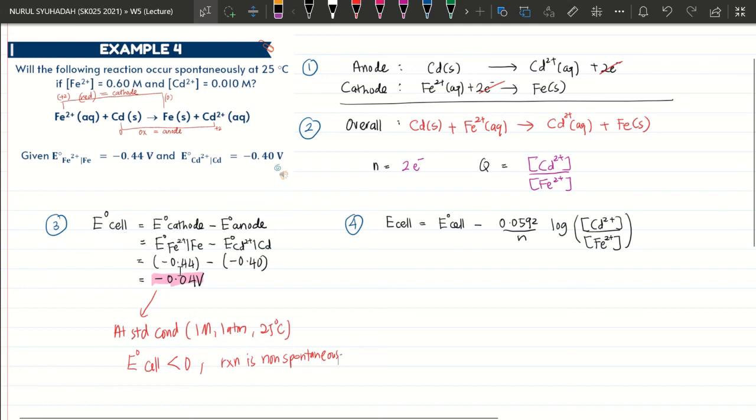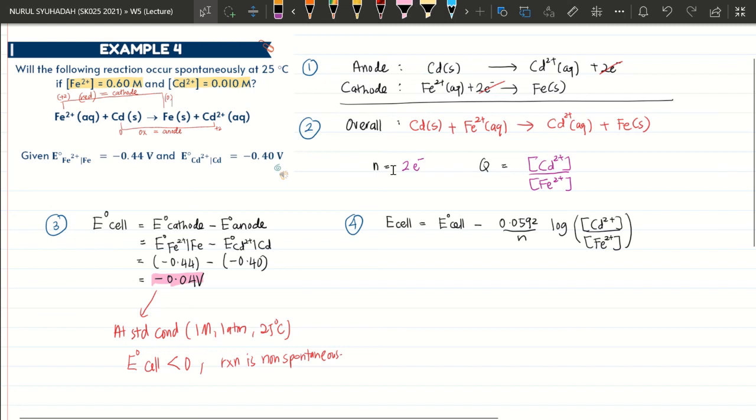So that's why we need to alter the condition. We change the concentration so that we can get a spontaneous reaction, so that we can get a positive value. That's why over here we use a different concentration: iron 0.6, cadmium 0.1. We want to check, can this condition give us a spontaneous reaction? Will it give us a positive EMF value, a positive E cell value?